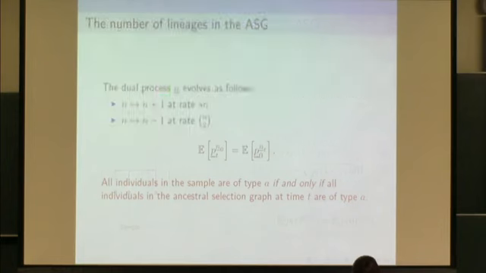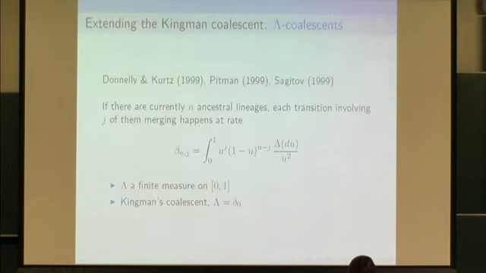So if we put that together, just to make sure we know what's going on, our dual process, which is the number of ancestral lineages that I'm tracing in this augmented ancestral selection graph, which is the true genealogy augmented by things I don't know about, evolves as follows. The number of lines increases by 1 at just a constant rate per line. It decreases by 1 through coalescence, exactly as in the Kingman coalescent. And if I want all the individuals in my sample to be of type little a, then all the individuals in the ancestral selection graph at any previous time must also be type little a. Okay, so that's the general picture that we're now going to transfer to a more general setting.